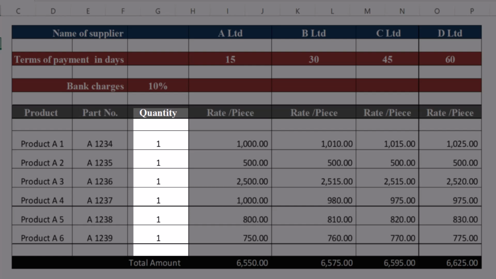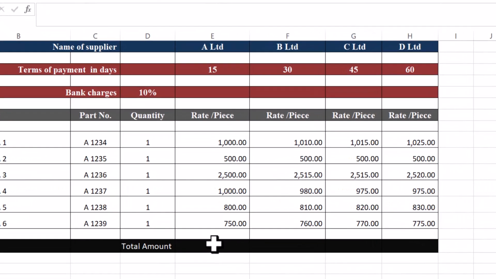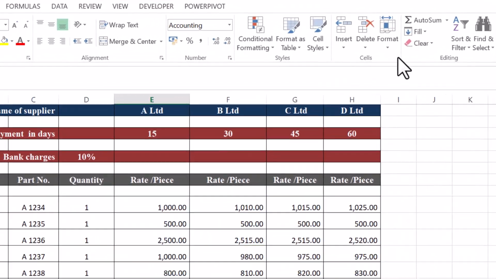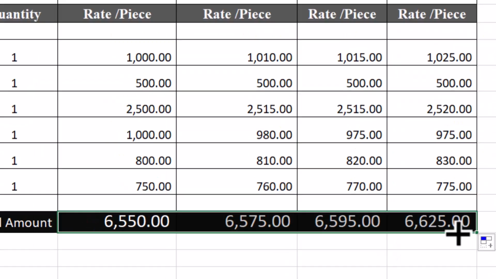Now, let's see which supplier offers the best price when we factor in bank charges and credit terms. Step 1. Start by summing up the prices in the price column for the first supplier, A Limited, and then repeat the same process for each of the other suppliers.